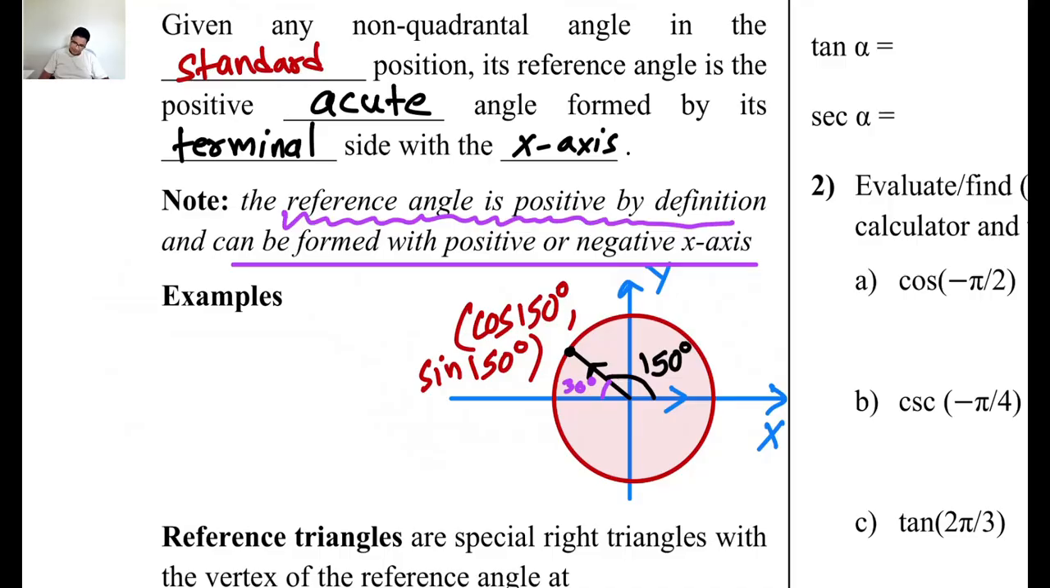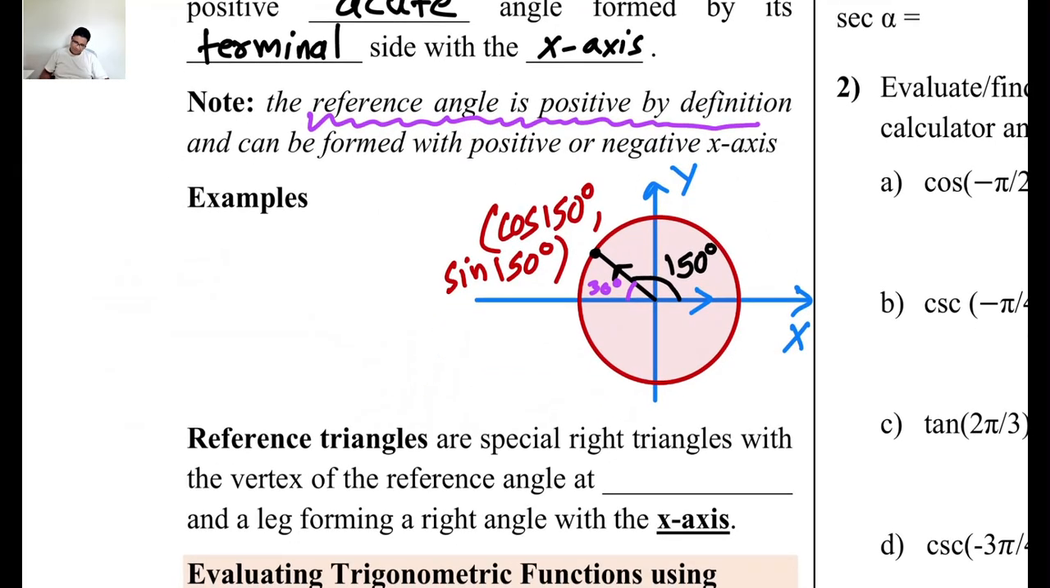All right. So this was an example. I will ask you to find one on your own, and then I will write the answer here. If your angle is, let's say, 240 degrees, find the reference angle. Pause the video, find it, and check with me. And I hope you found this.